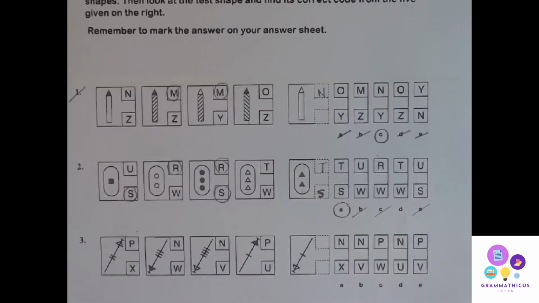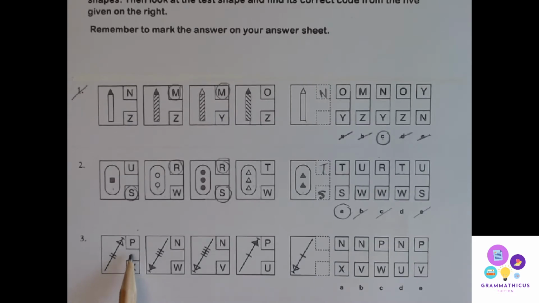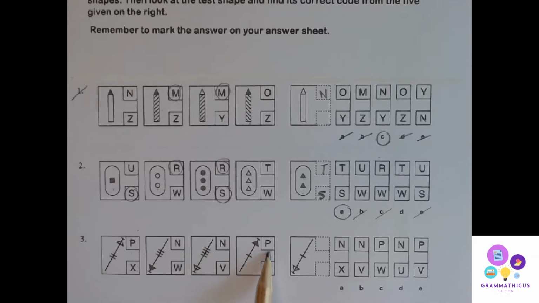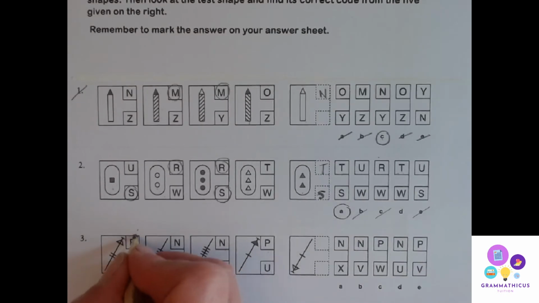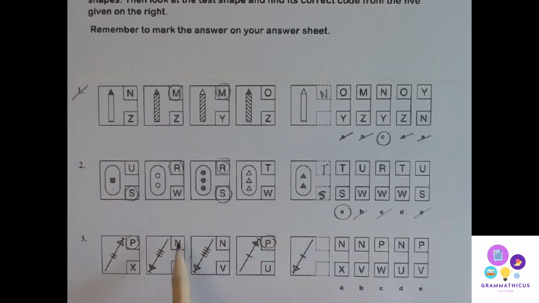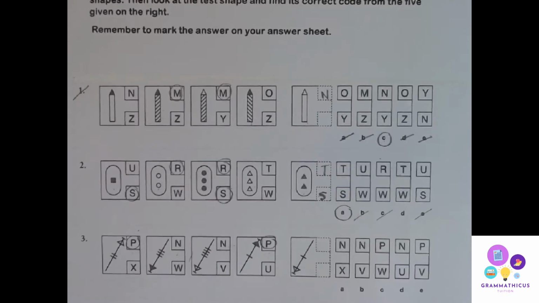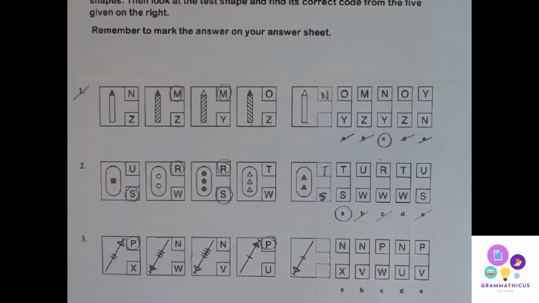Let's have a little look at question number 3. This time I've got P, N, N, P. Well, again, I've got P and P, and I've got 2 in the middle, N and N, which are the same. Let's look at the ones on the outside this time for a change.